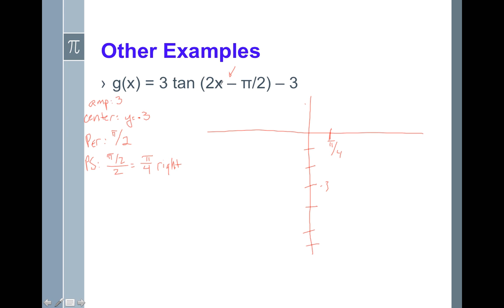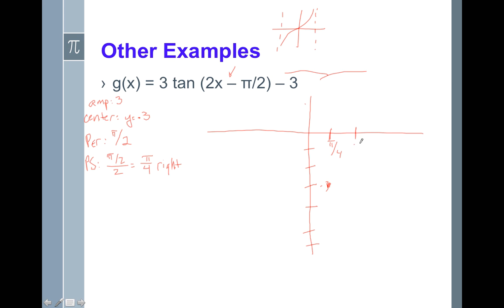And so what this does now is, because I need to go, remember, tangent looks like this. I'm moving the 0, 0 point to do all of this stuff. So I'm going to go down 3 and right pi fourths. That's going to be my new center dot. And I need to go period of pi halves. So I need to go half the period to the right, and I need to go half the period to the left. Half that period is pi fourths.